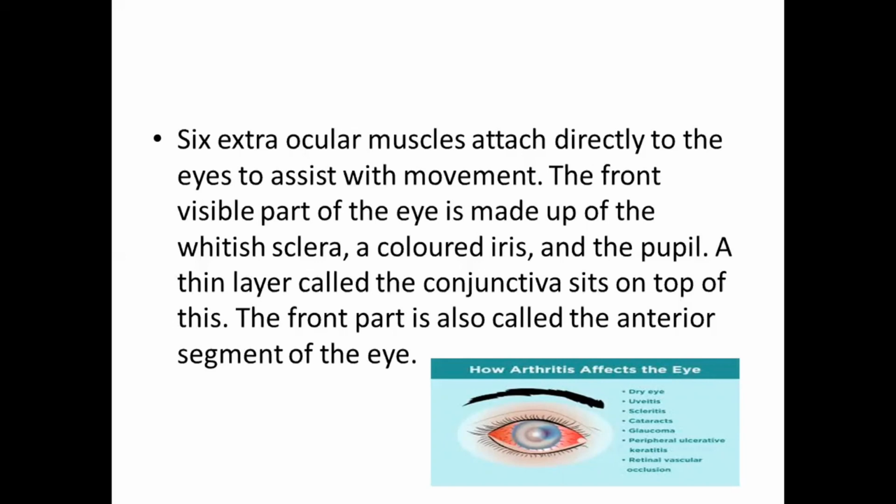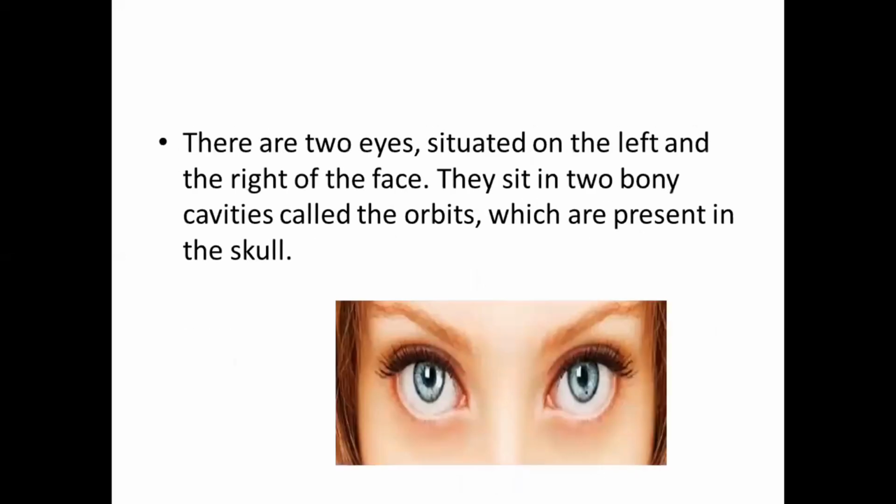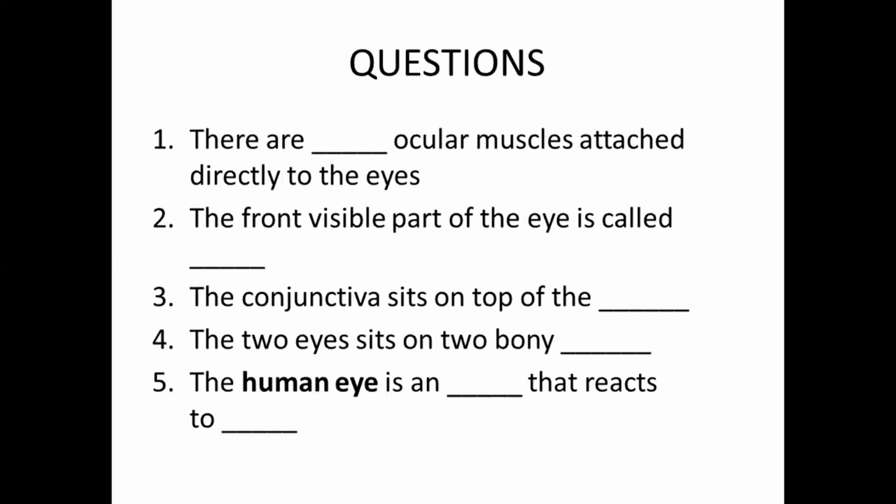I believe we've learned something interesting. Now we are moving to the questions I have for you, directly from what we've learned today. There are dash ocular muscles attached directly to the eyes. You are expected to put the right answer in the spaces provided. Also, the front visible part of the eyes is called dash. The conjunctiva sits on top of the what? You write the answer there. The 2 eyes sit on 2 bony dash. And the human eye is a dash that reacts to what? To dash. Put your answer there.